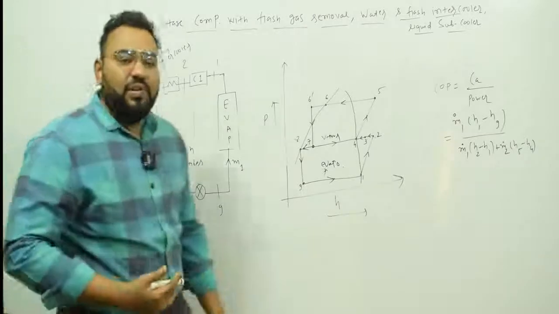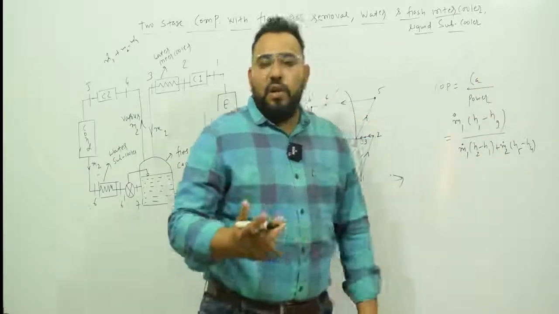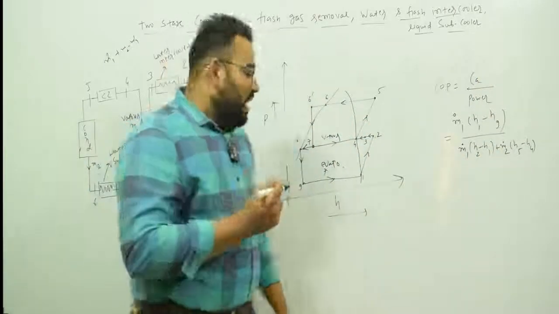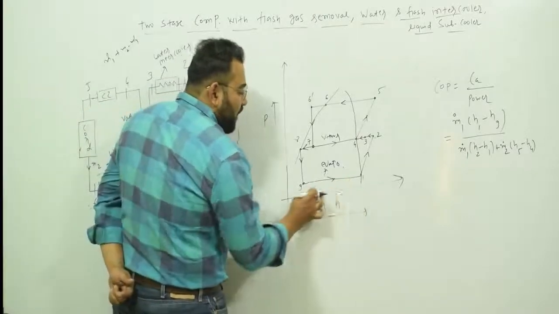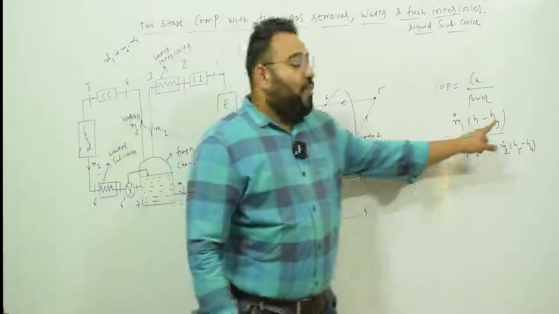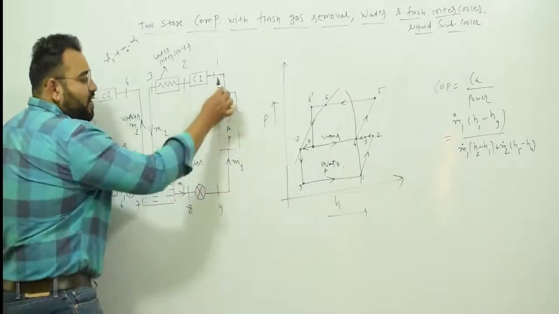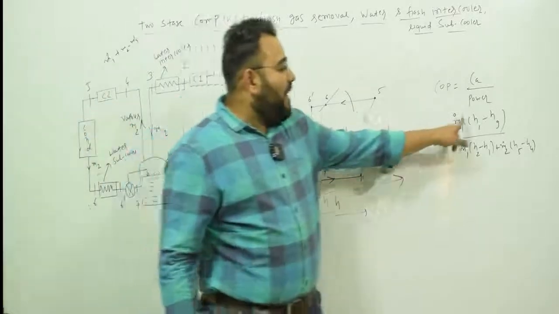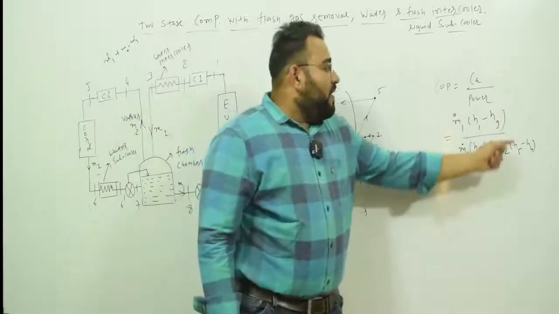Now let us see the equation of COP. We know that COP is equal to capacity upon power. Now capacity is equal to mass flow rate into refrigerating effect. We know that the refrigerating effect happens in the evaporator, so it is 9 to 1. So the refrigerating effect is H1 minus H9 multiplied by mass flow rate. We know that in the evaporator M1 mass of liquid refrigerant circulates. So that's why we multiply by M1 dot, meaning mass flow rate in kg per second, divided by power.